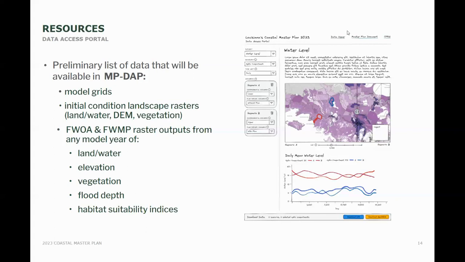In addition to those model grids and initial conditions, we're also going to, as I mentioned, be providing outputs from our Future Without Action and Future with Master Plan model runs. A portion of this data will be in raster form, so that would be the land, water, landscape in any given model year. The model changes to the elevation, the model changes to vegetation coverage, the flood depths, which are something that you saw in the master plan data viewer that Krista stepped through, as well as outputs from our ecosystem services components of the model, for which we use habitat suitability indices for about 18, I believe, different species of commercially important fish and shellfish, as well as gaming species and waterfowl, as well as coastal wildlife such as alligators and other birds of importance to the coastal zone, like the seaside sparrow and the bald eagle.